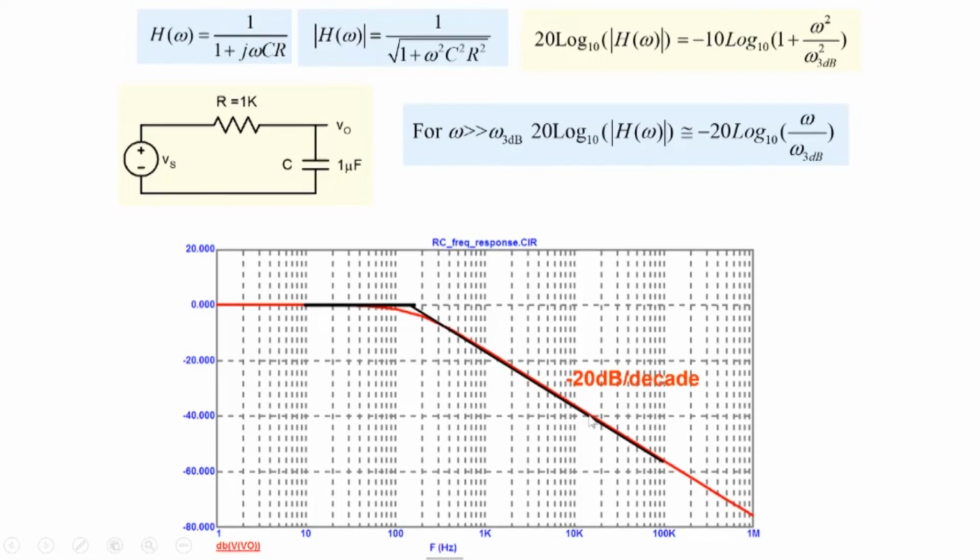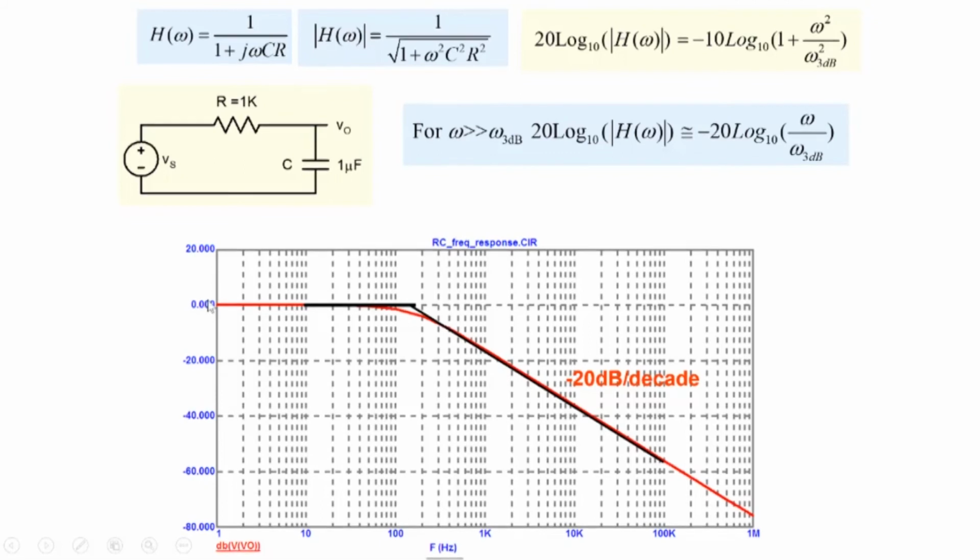So if I'm here, let's say at 10K, and then I go to 100K, you can verify from the plot that the change in the signal is a factor of 20. So that's the characteristic of the system. Once you go to a frequency significantly higher than the 3 dB frequency, the signal is attenuating at a rate of 20 dBs per decade. That's the nature of the system.